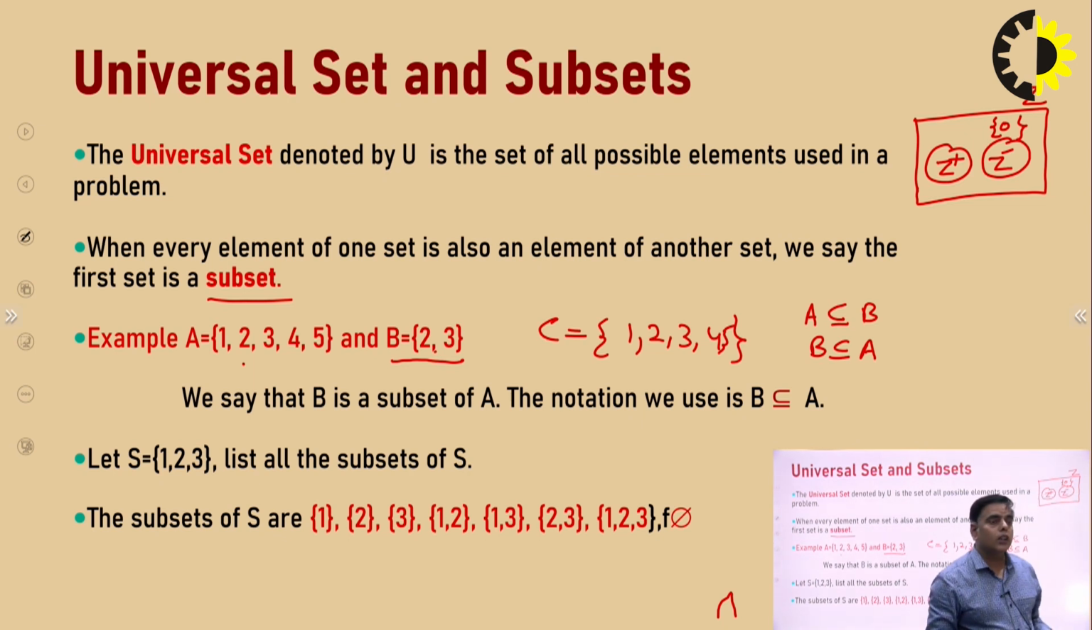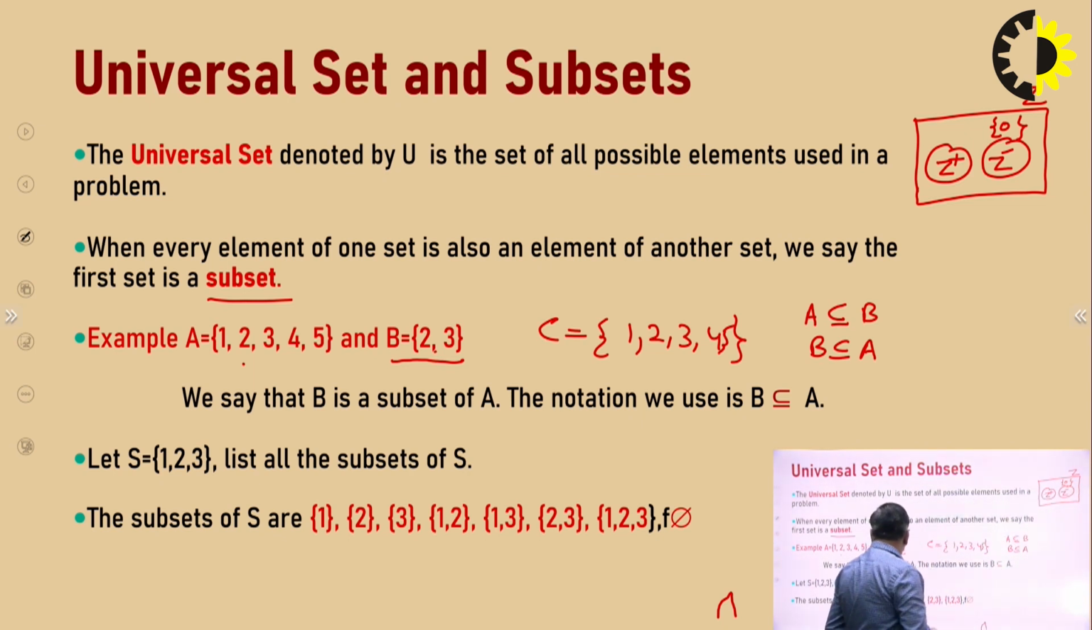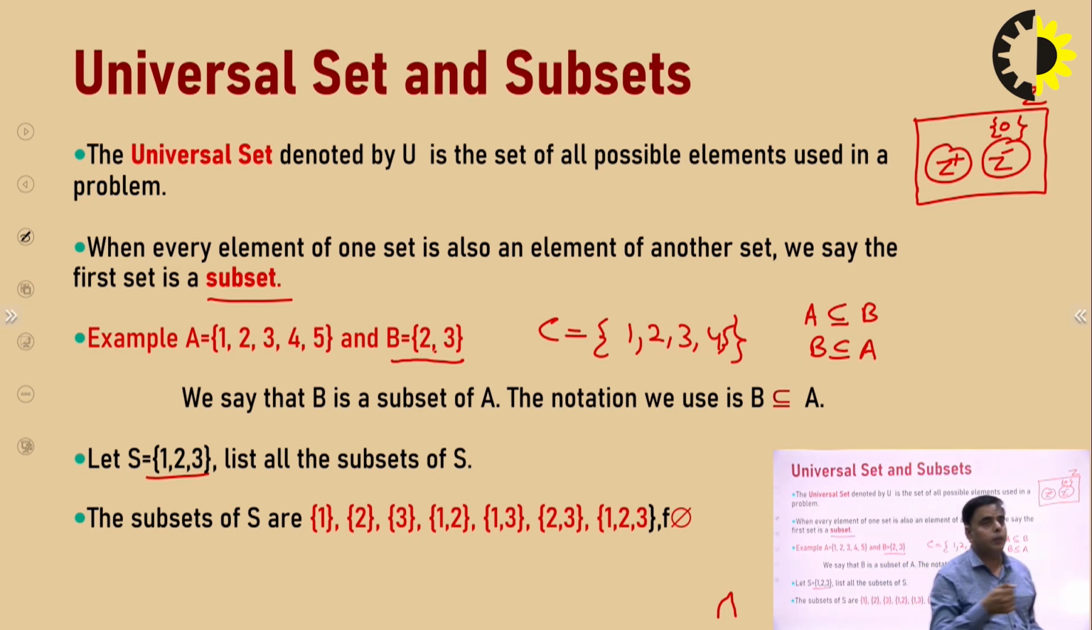Suppose we have a set S having 3 elements, 1 to 3. We have to write all the subsets of this particular set. How can we write all the subsets? First we will make the subset having 0 elements. I have already told you that a set having 0 elements is known as the empty set or the null set. It is written as phi. So this is the first subset, phi.